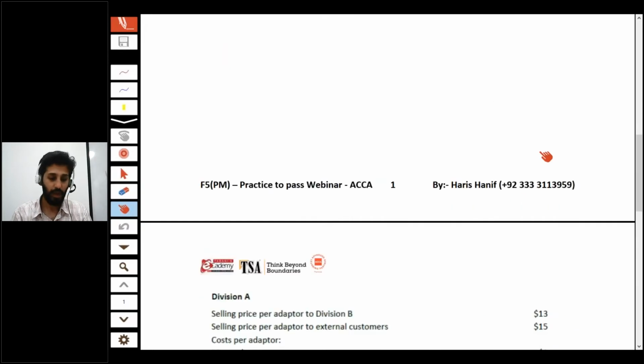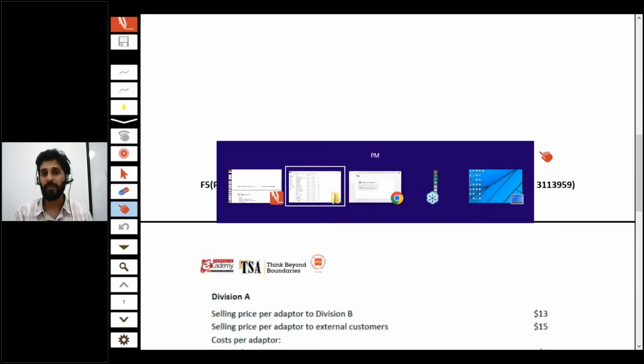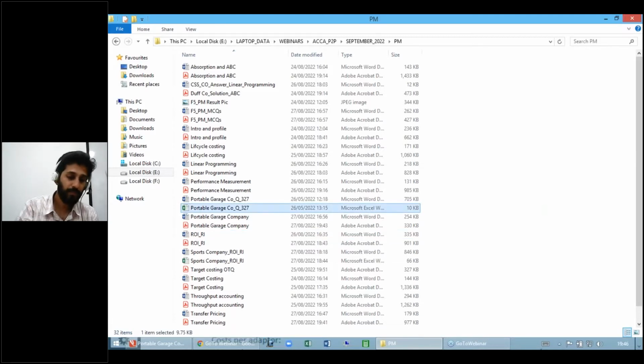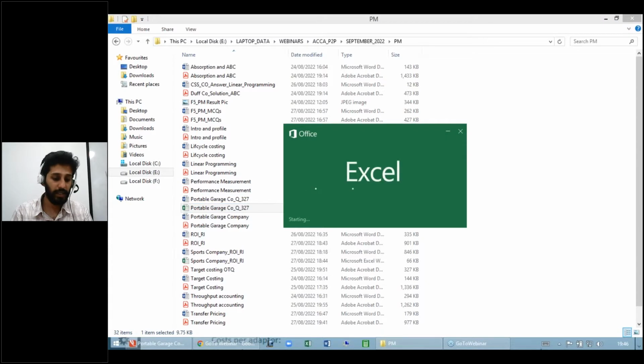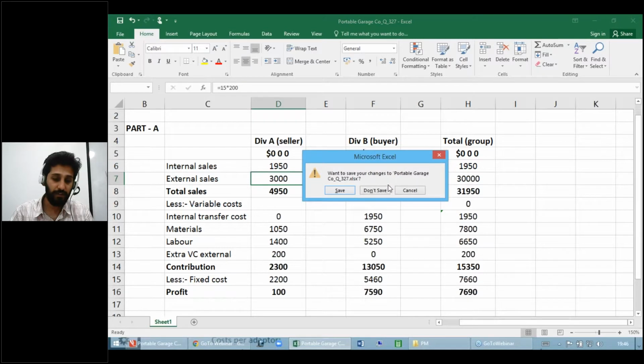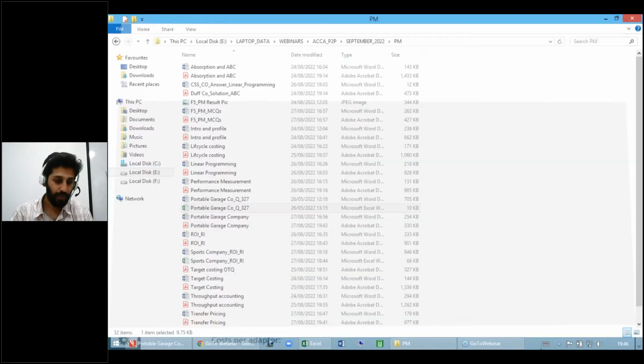Now, obviously, within this short time span, it cannot be solved. So I have already solved the answer here. The formulas are already applied. All right. I've already solved it, the total group, and this file will be available to you.